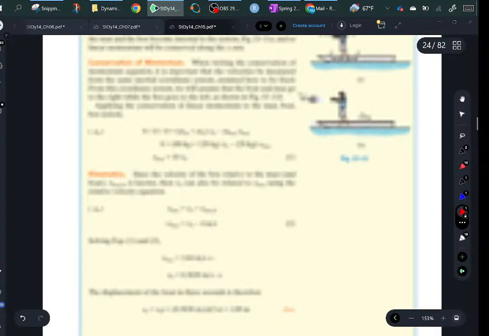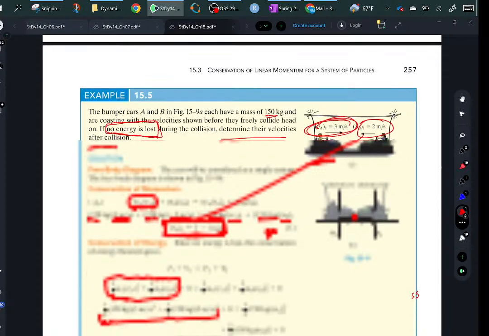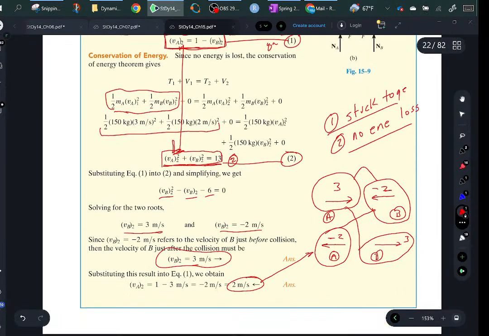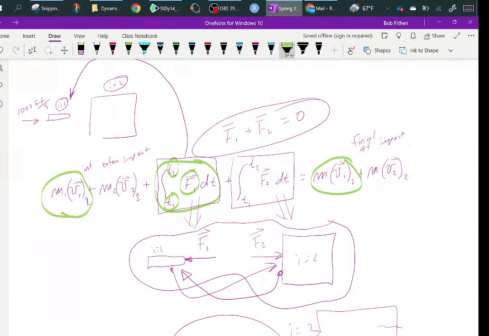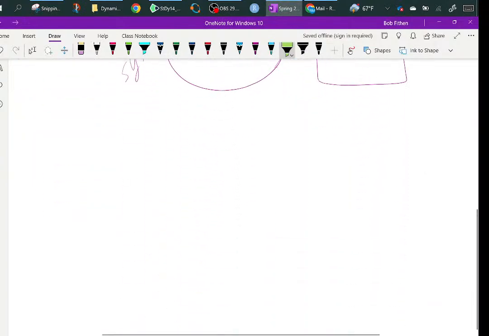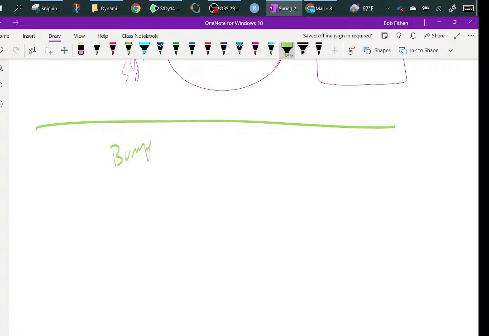Okay. It was the bumper cars. So in the bumper cars, we ended up with this. And so what I'm going to do is go over to this page and look at the bumper cars. In the bumper cars, what we ended up with: object A, object B.